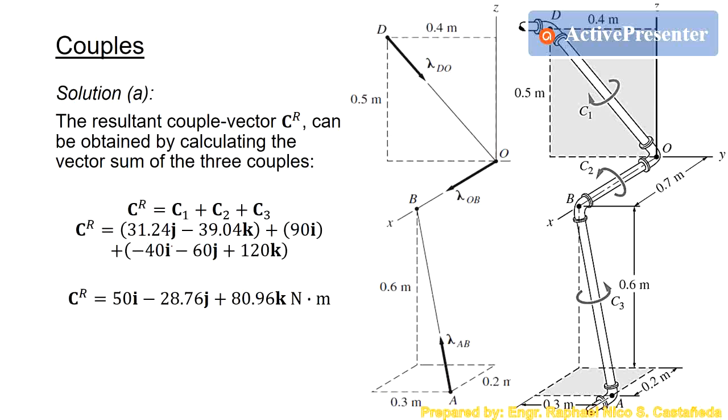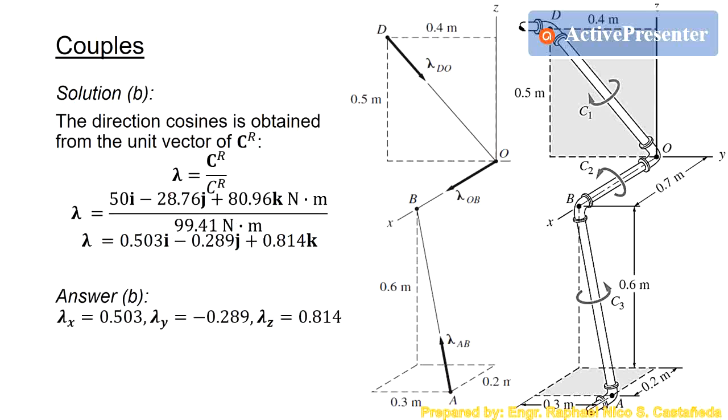So if we add the components, for x we have 50i, and for j we have 31.24 minus 60, which is negative 28.76. Then negative 39.04 plus 120k gives 80.96k. So this is the resultant couple vector, but we want the magnitude.